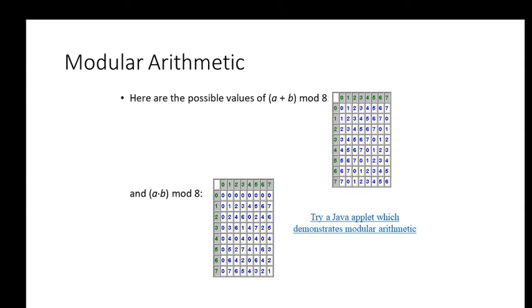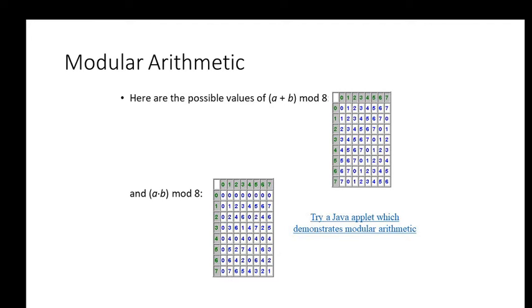Here are some possible values of a plus b mod 8. It is like 0 plus 0 mod 8 is 0, 0 plus 1 mod 8 is 1, 0 plus 2 mod 8 is 2, 0 plus 3 mod 8 is 3, 0 plus 4 mod 8 is 4, 0 plus 5 mod 8 is 5, 0 plus 6 mod 8 is 6, 0 plus 7 mod 8 is 7.